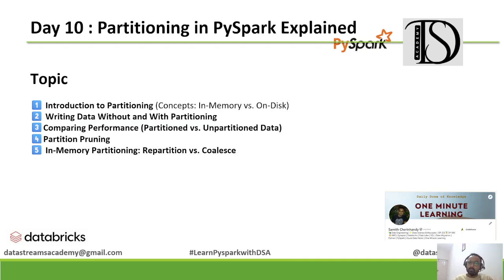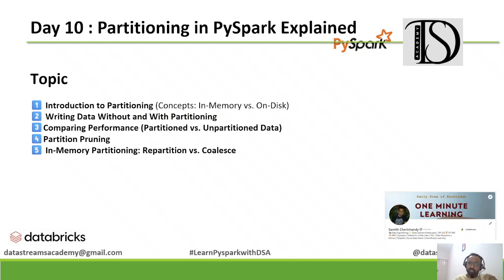There are two types of partitions in Spark. One is in memory. On your data frames and RDDs, you can do the partitioning, which will help make your group by and other in-memory operations faster.